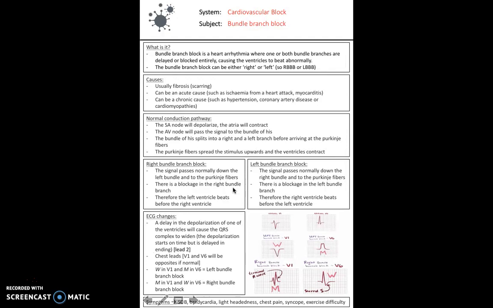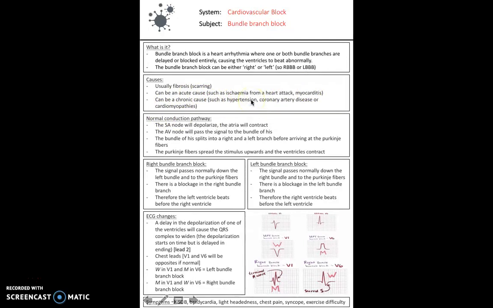Next we have bundle branch block, and this is another type of heart block, but here the bundle branches are being blocked, or the bundles of His. Either the left hand side or the right hand side is being blocked, which causes one ventricle to contract before the other. Bundle branch block is usually caused by fibrosis, so again scarring, and it can be an acute or chronic cause. So acute causes include ischemia from an MI or myocarditis, and chronic causes include hypertension, coronary artery disease, and cardiomyopathies.